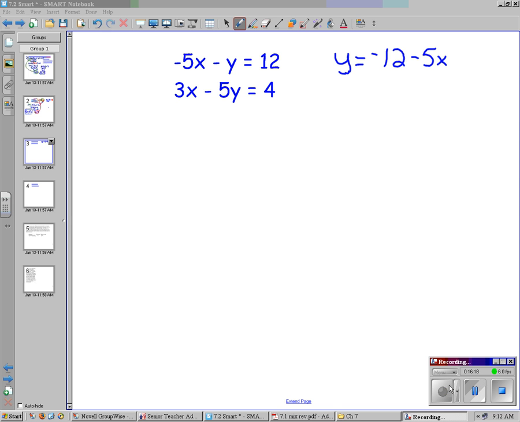So at this point, we have y equals negative 12 minus 5x. Is this where you're starting to get a little confused as to where to put it back into? Yes, no? No? So we could go from here without a problem? Okay, talk to your neighbor, see what you can do.